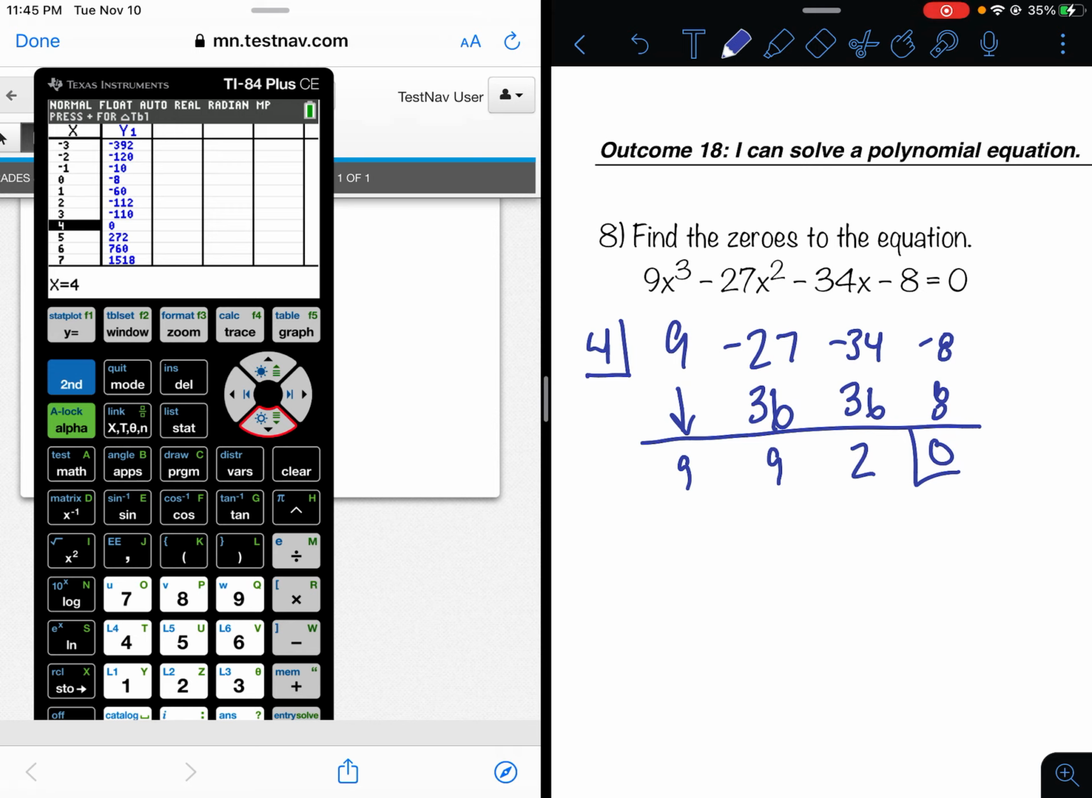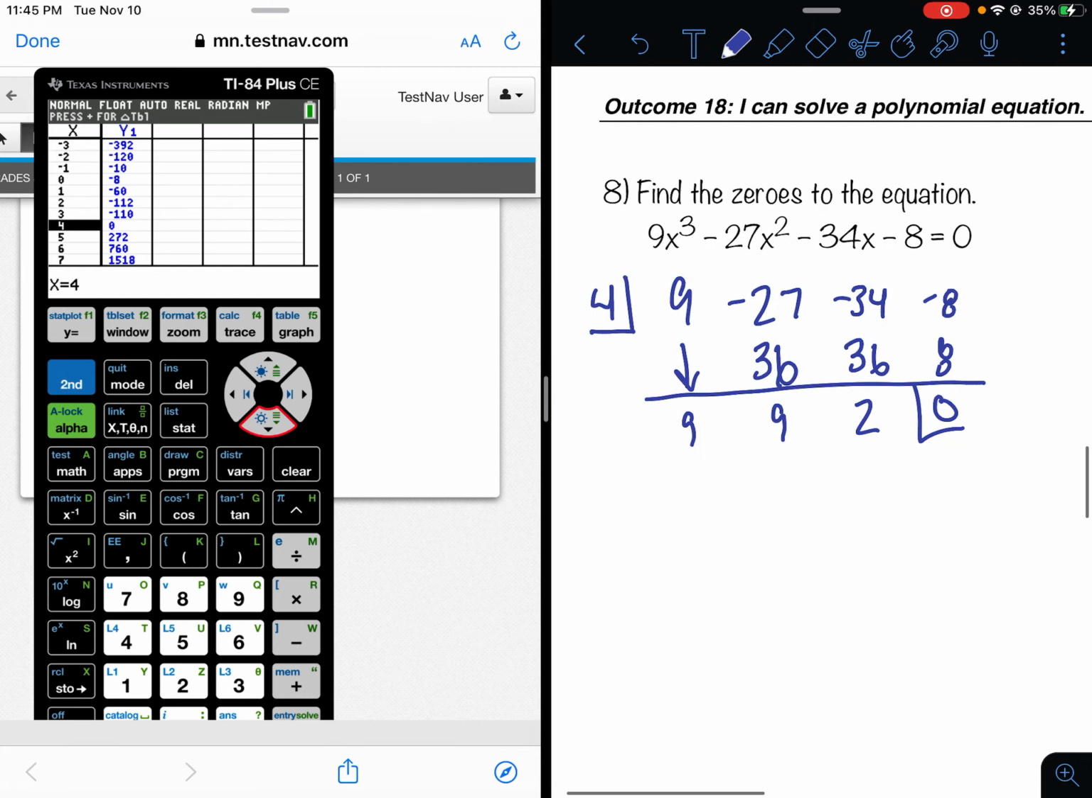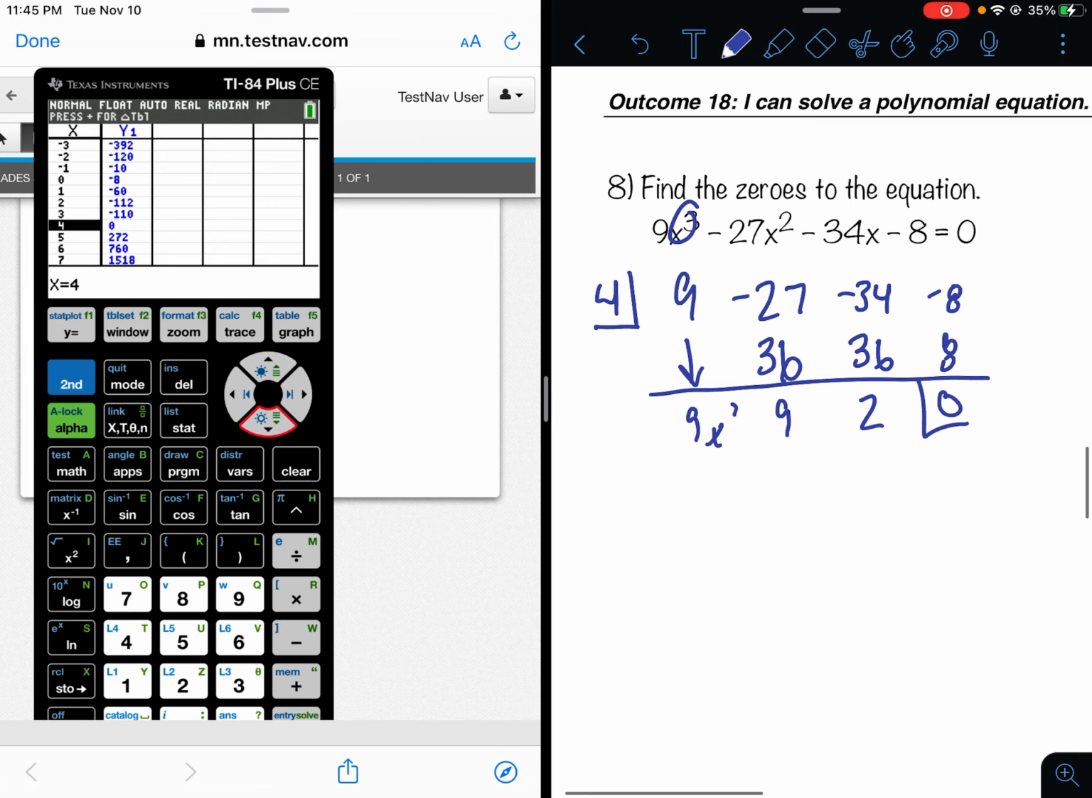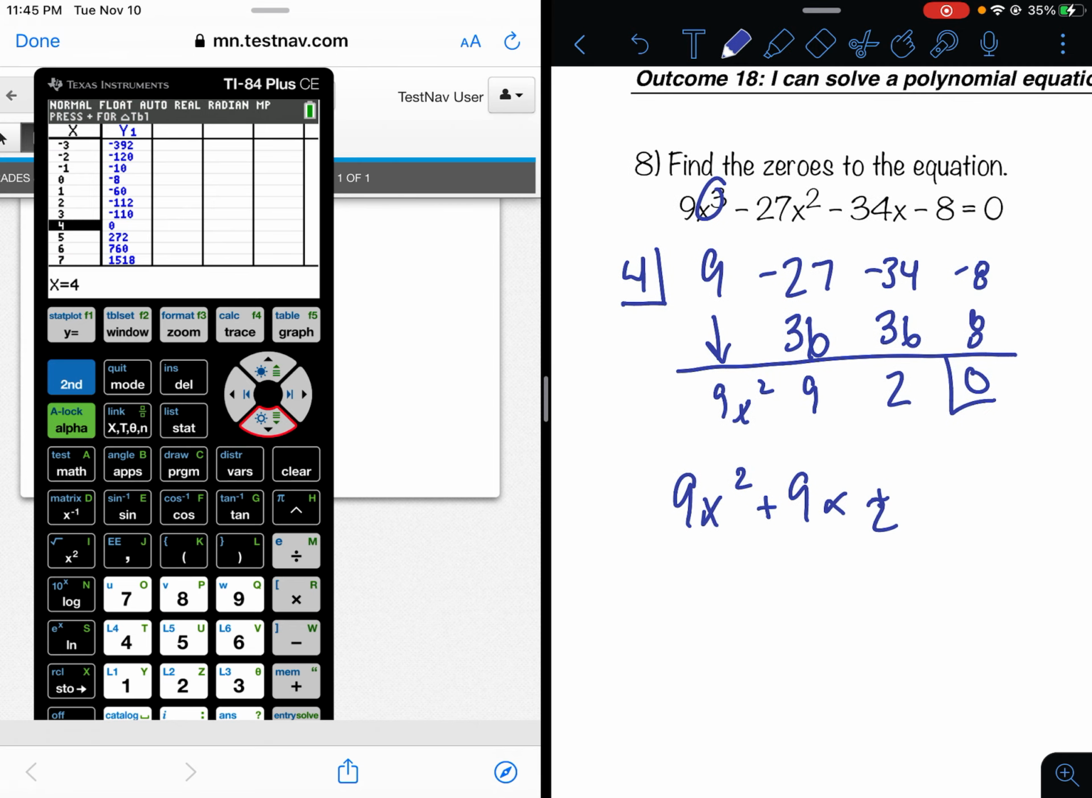A couple things you want to check here. You should get a 0 at the end because you're using an actual solution from the problem. When you run it through synthetic division, you should get a 0 on the end because it's an actual solution. Also, getting a 0 on the end tells you that you did the synthetic division correctly. And so you can start moving forward knowing that this is correct so far. Now, because the problem started out as an x to the third, I know that now I'm going to have an x squared. So the problem will be 9x squared plus 9x plus 2.